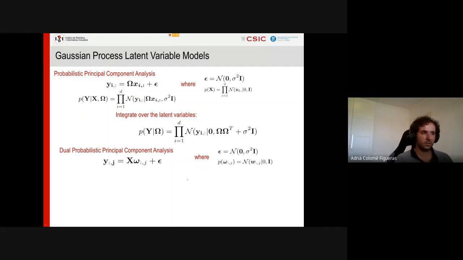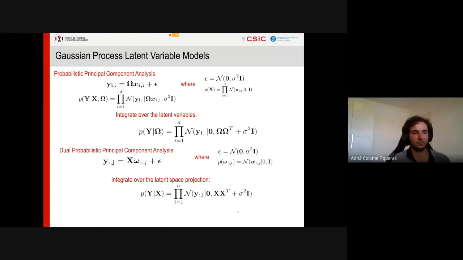And so using this, we can now integrate not over the latent variables, but over the latent space projection, so over omega. And what we get is this thing here. And this is really interesting, because this likelihood that we obtain here is the same as a Gaussian process with a linear kernel, because in Gaussian processes you can have several expressions for kernels, and one of them is a linear kernel, and this is the expression of a linear kernel.